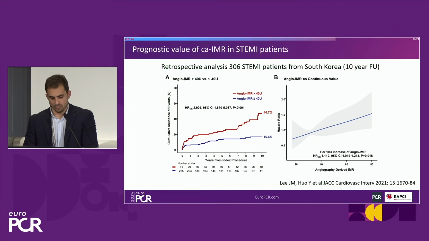And also, if we take a look at the prognosis of patients with high values of angio-IMR in the context of STEMI, we see that both in a binomial fashion and in a continuous fashion, high values of angio-IMR are associated with bad outcomes.